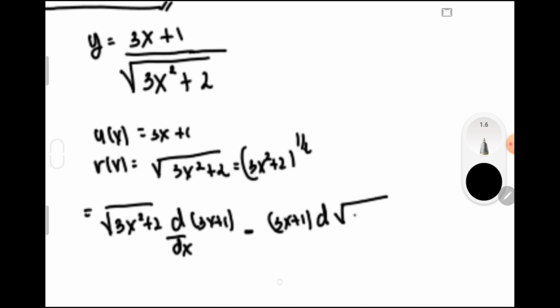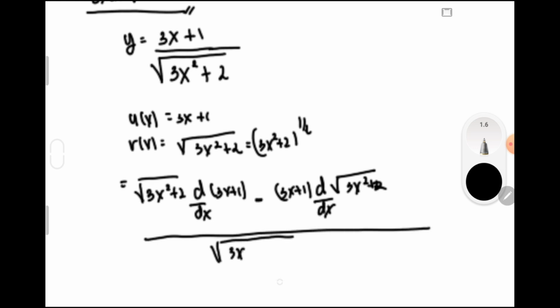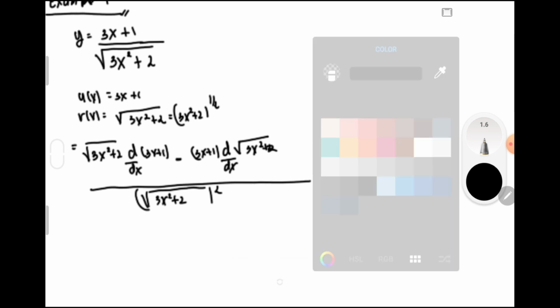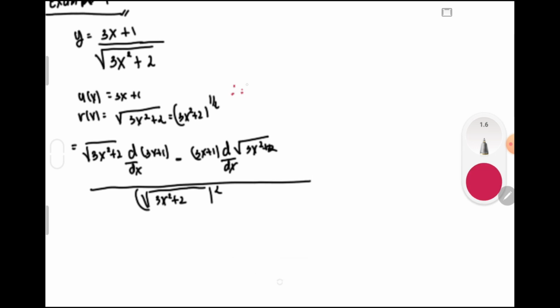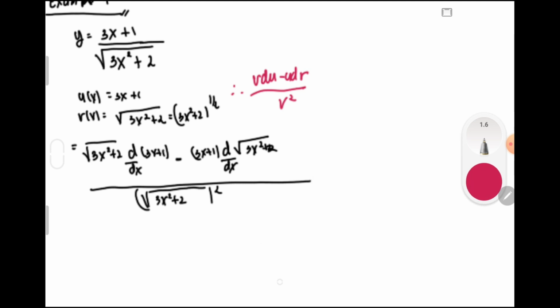multiplied by the derivative of our square root of 3x squared plus 2 with respect to dx divided by our v of x squared, which is equal to square root of 3x squared plus 2 squared. Okay? So take note, no? Ito yung ating quotient rule, which is, formula is v du minus u dv all over v squared. Okay?